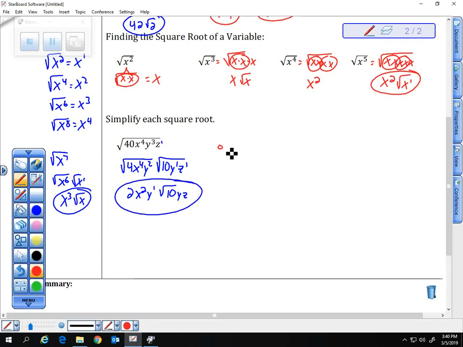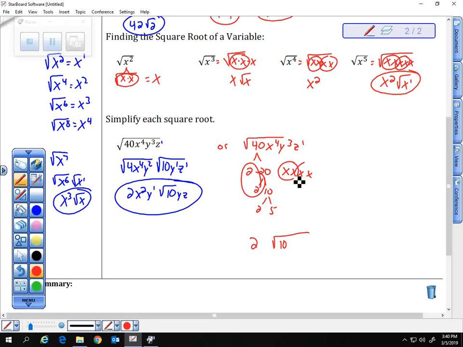If I did it the other method, we would look at the 40 as 2 and 20, and then 2 and 10, and then 2 and 5. So we'd have a 2 in front, leave a little space, 10, and then looking at x to the 4th, that'd be 4 of them, so x squared in front. We'd have y to the 3rd, that puts 1 of them in front and 1 of them inside, and then z inside. So either method will work. There you go.